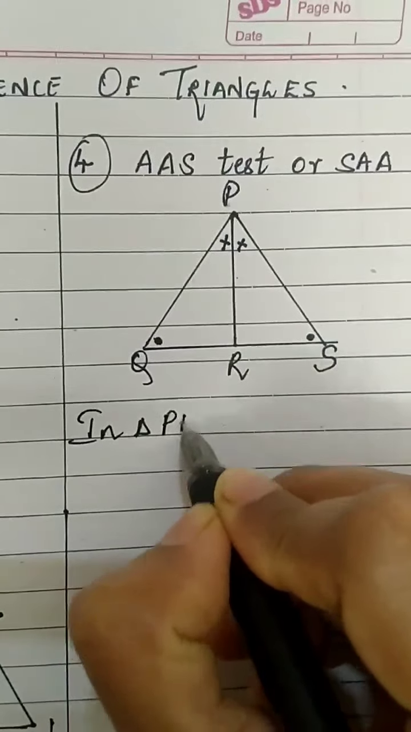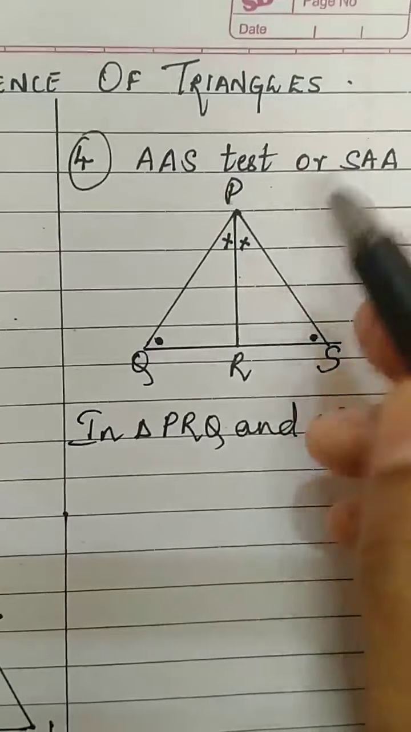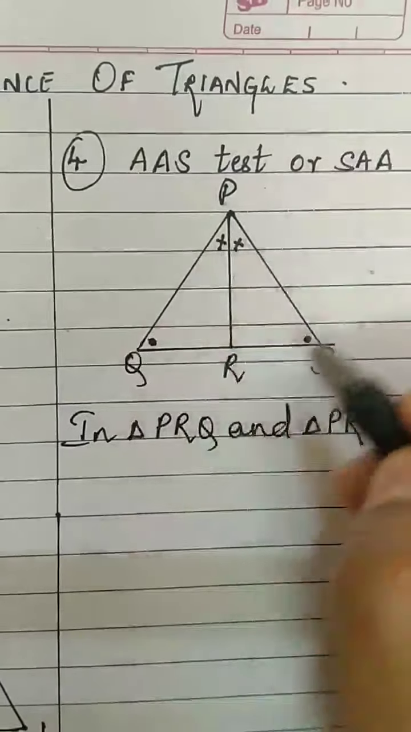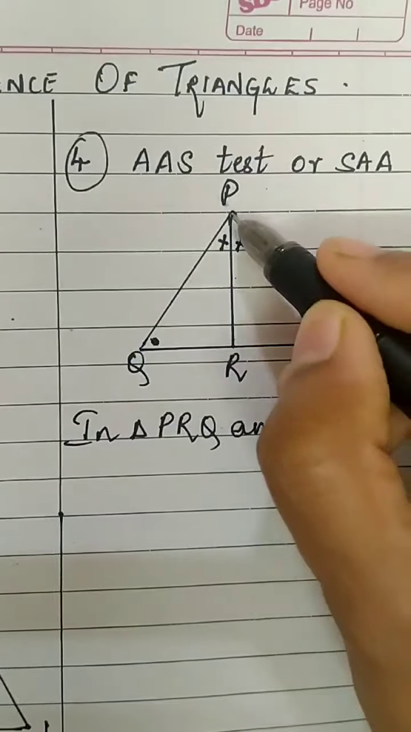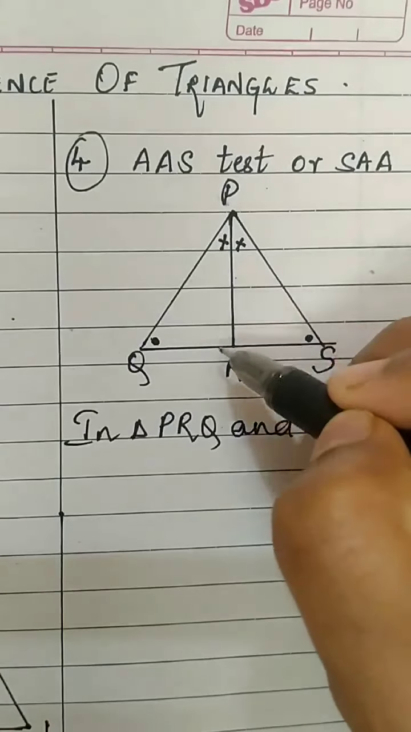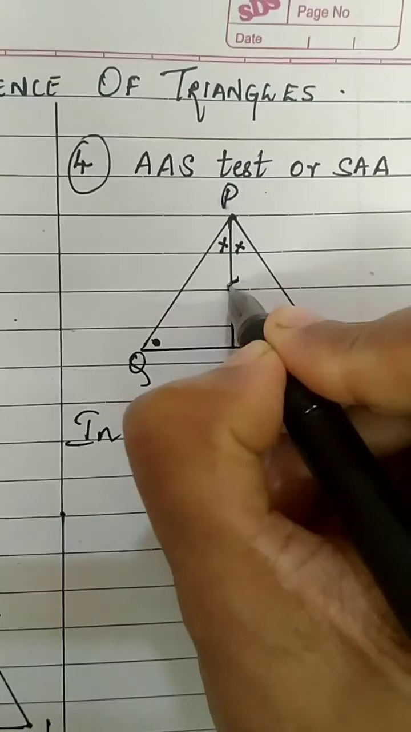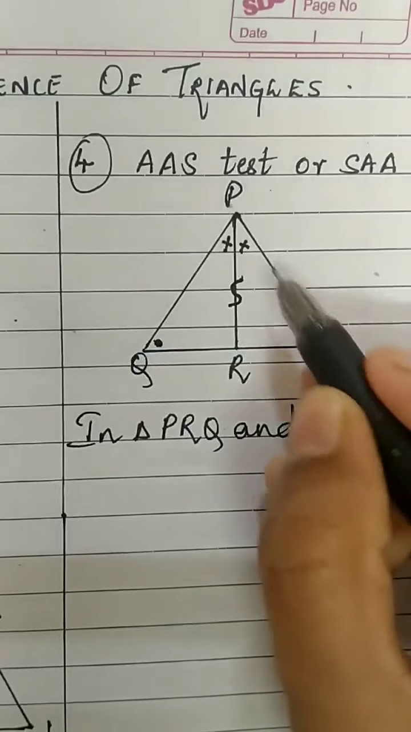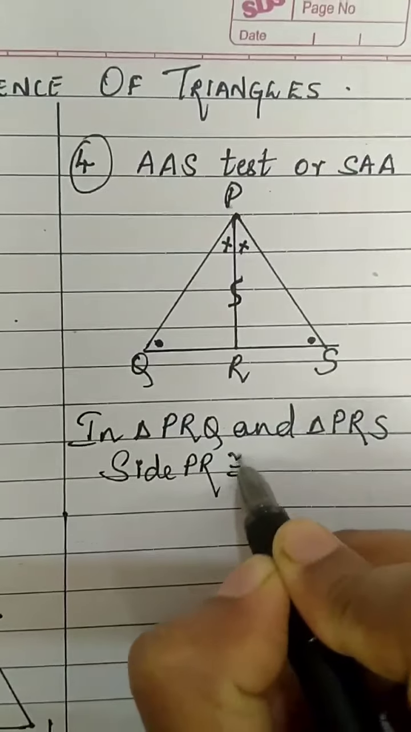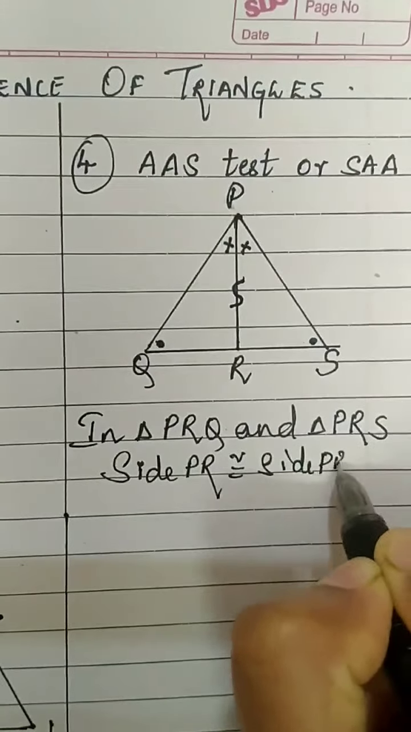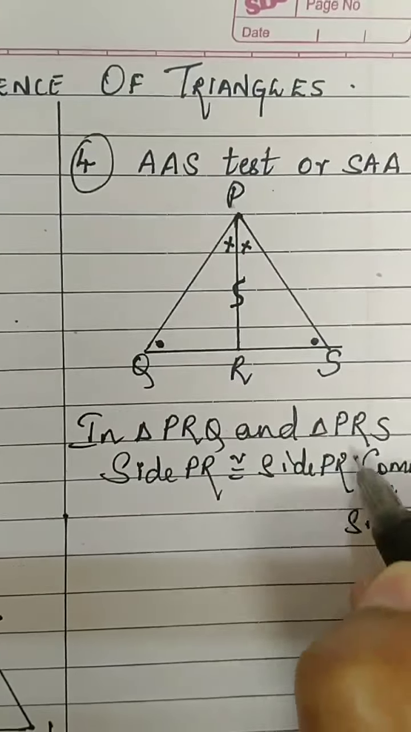So let's see in triangle PRQ and triangle PRS, what can you see here? For both these two triangles PRQ and PRS, you have a side which is common. So this common side is always marked this way. So it is common. So I'll write about that side. Side PR congruent to side PR. It is common side. As you can see in the figure.